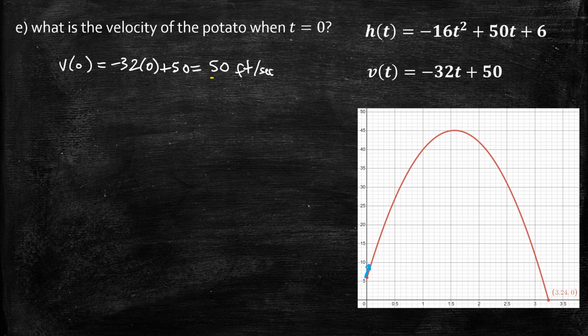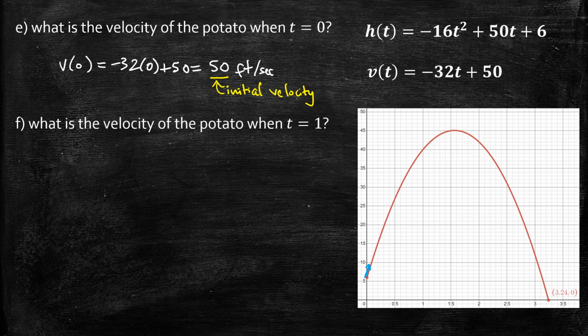And this shouldn't come as a big surprise. This should be familiar because this was the initial velocity with which the potato was launched in the first place. And then now we could ask, what is the velocity of the potato when t equals 1? So that would be the slope of the tangent line there at t equals 1. Again, we would plug 1 in.